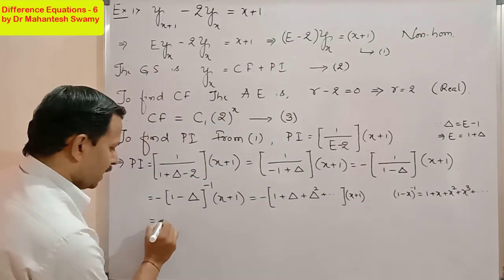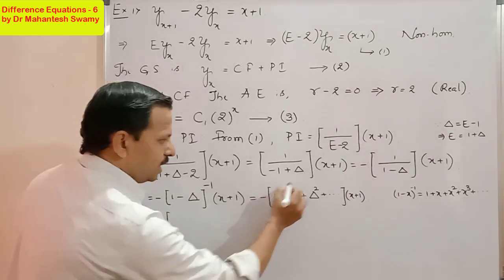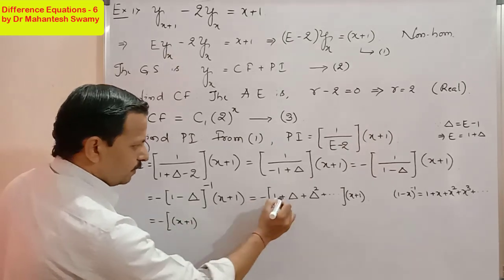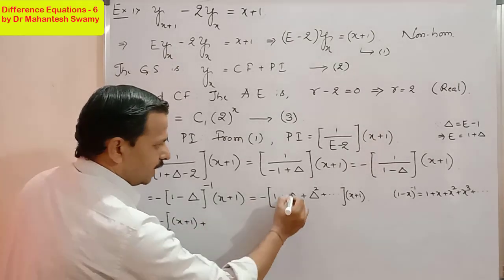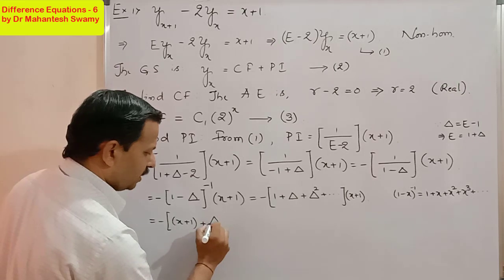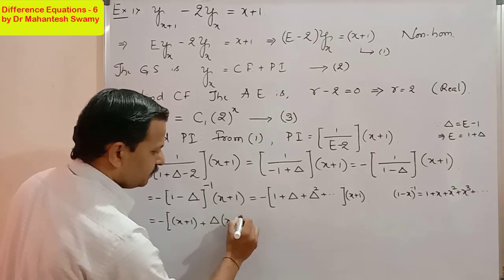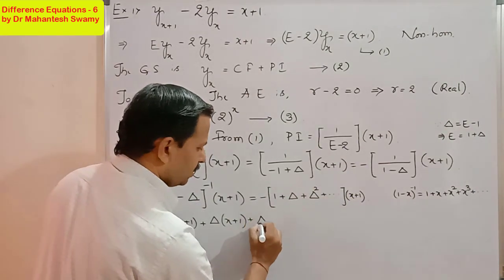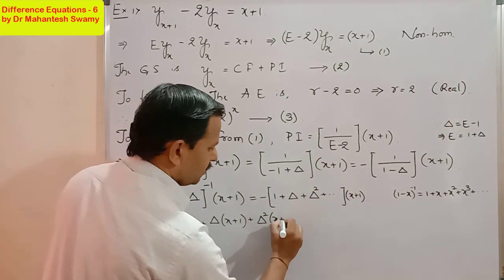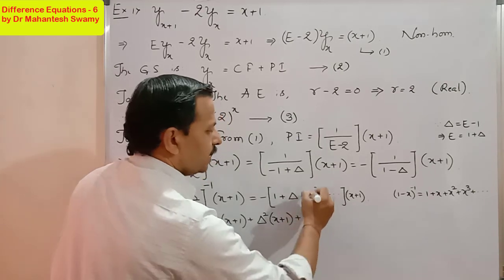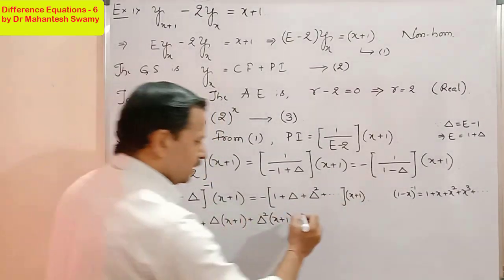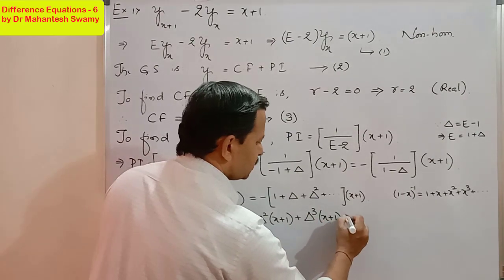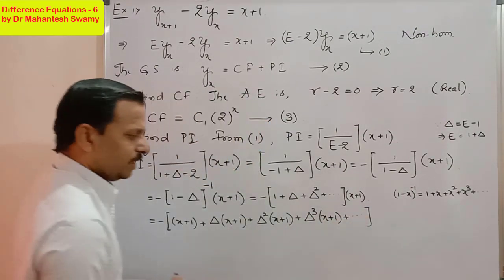So this is equal to minus into bracket 1 multiplied with x plus 1 is x plus 1 plus delta of x plus 1, plus delta square of x plus 1, plus even there will be delta cube term operated on x plus 1 plus so on, like that there will be the terms.